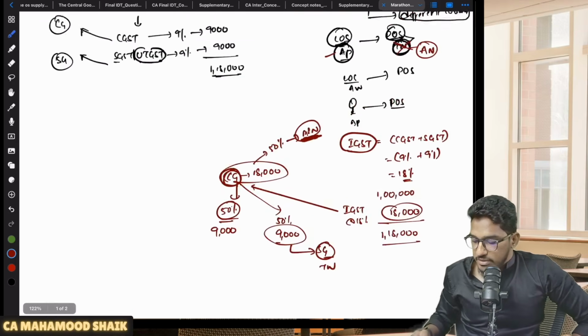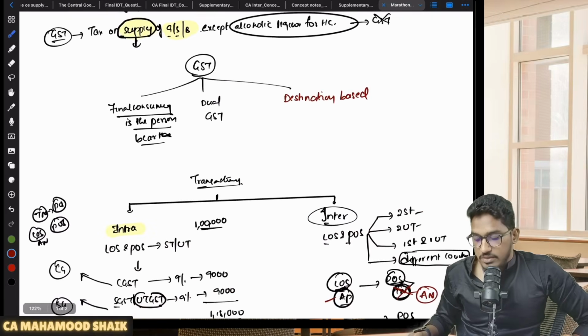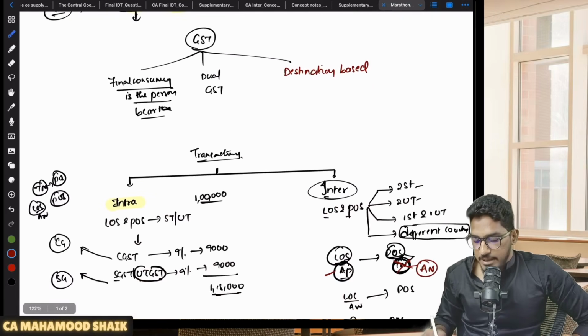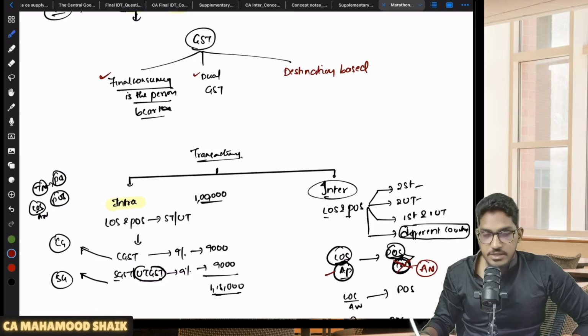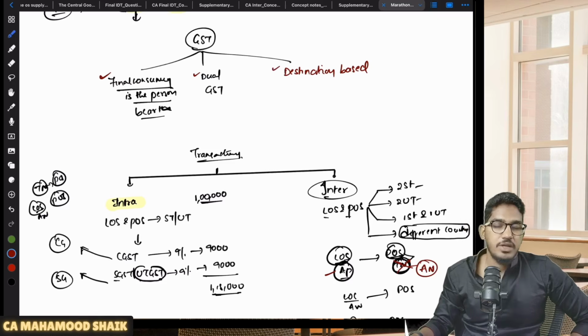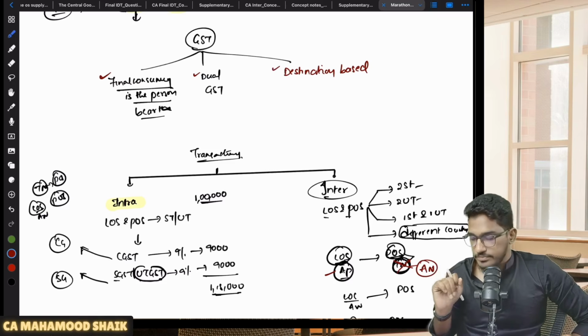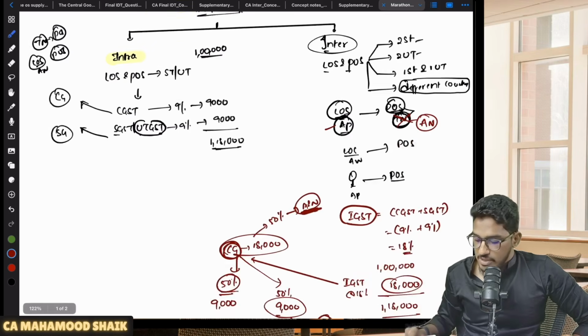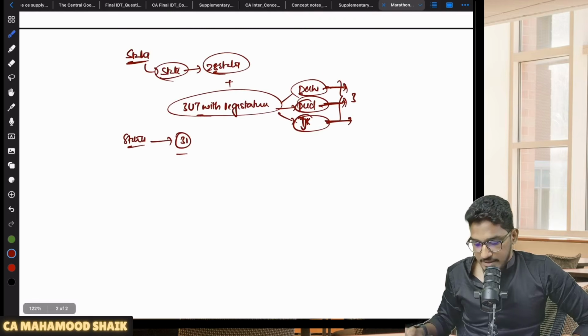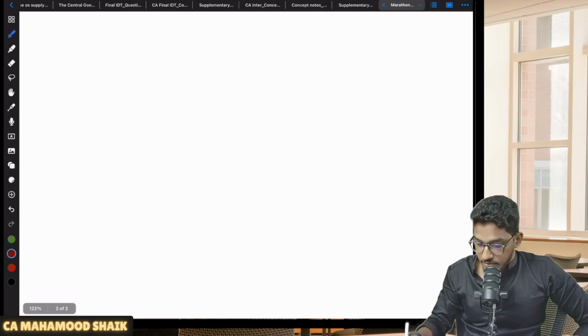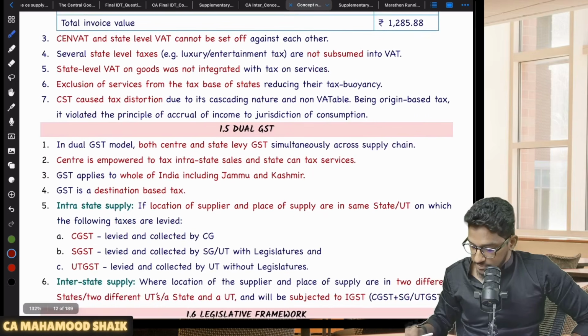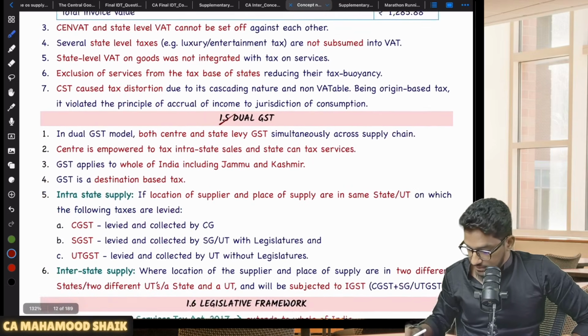So this puts an end to the discussion regarding the characteristics of the GST system in India. Number one, tax has to be borne by the final consumer. Number two, in India we are following something called a dual GST model. And number three, GST is a destination based taxation. Clear? Right. So let us proceed further now. This dual GST model and all I have covered. Next.